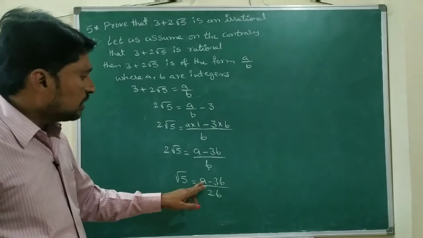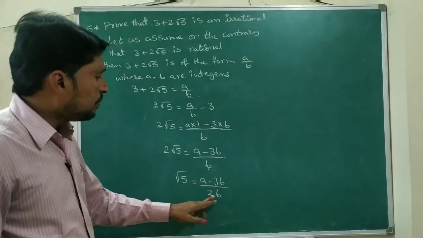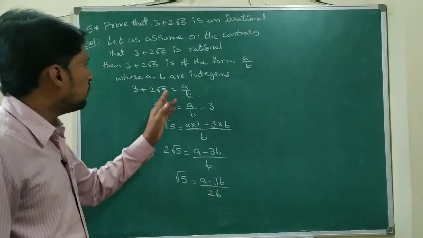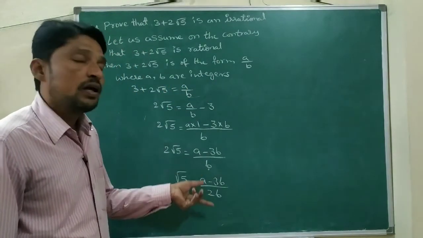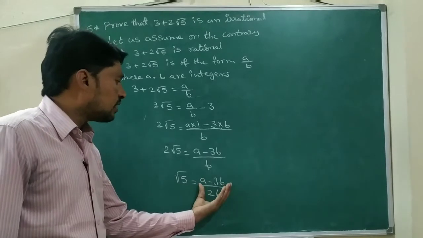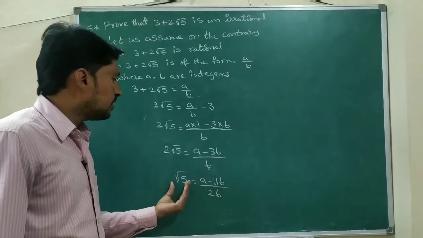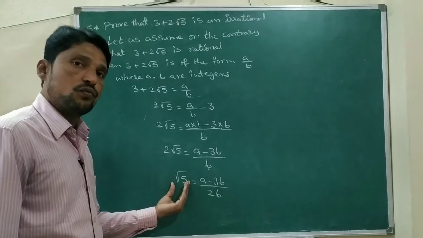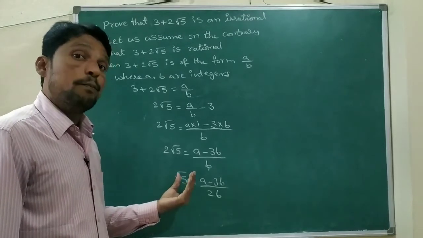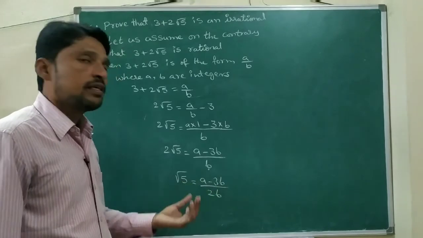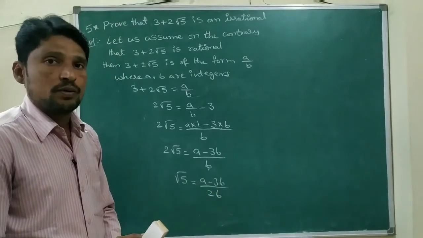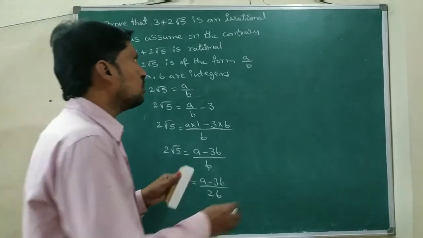So here we got the right side as a minus 3b by 2b. What are a and b here? a and b are integers, so it is of the rational form. This RHS is rational, which means the LHS, root 5, is also rational, but this contradicts the fact that root 5 is an irrational number.